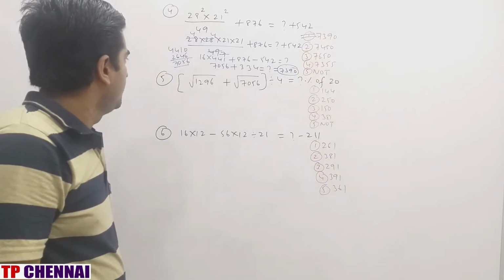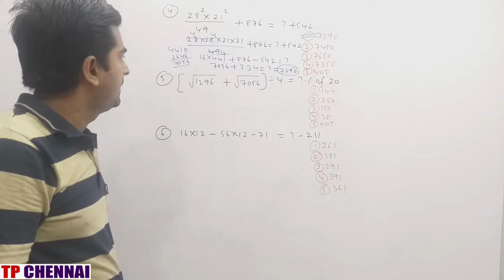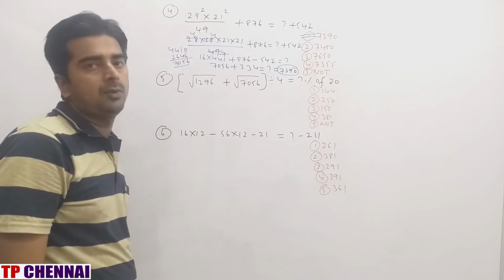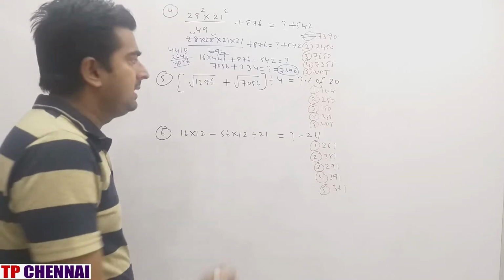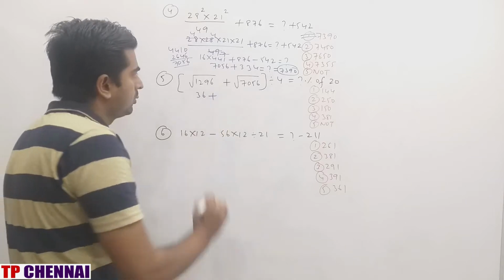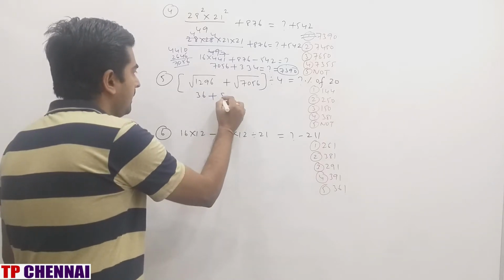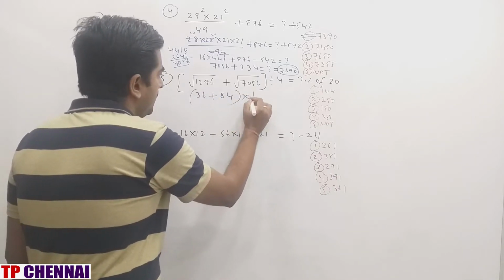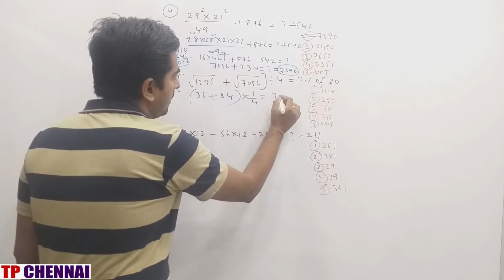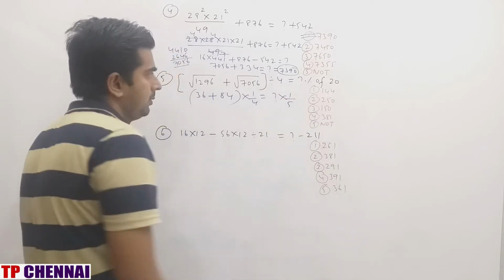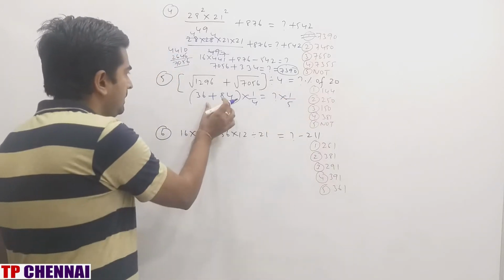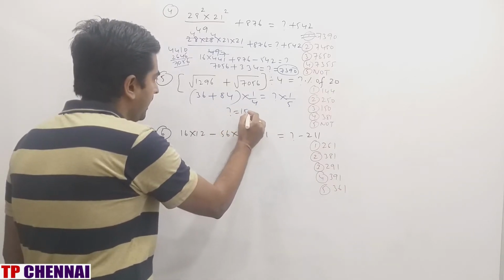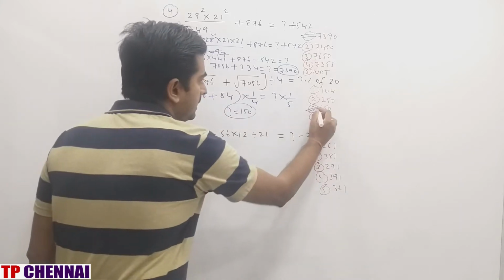Next one, inside the bracket square root of 1296 plus square root of 7056 whole divided by 4 is equal to question mark percent of 20. Square root of 1296 is 36. Square root of 7056 is nothing but how much? 84. So squares up to 100 you have to memorize. Into 1 by 4 is equal to into 1 by 5. 20% fraction value is 1 by 5. This is how much? 120. 120 by 4 is 30. 30 into 5 is nothing but 150, which is nothing but the third option.